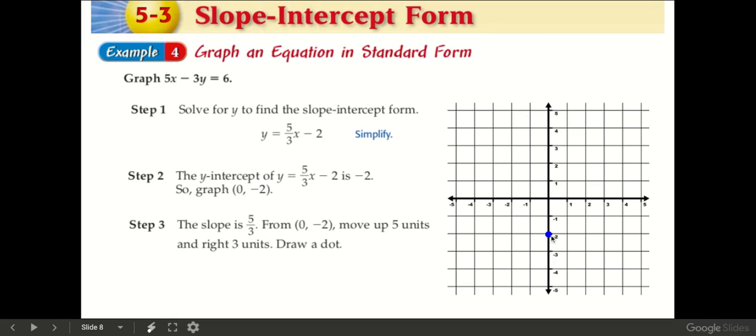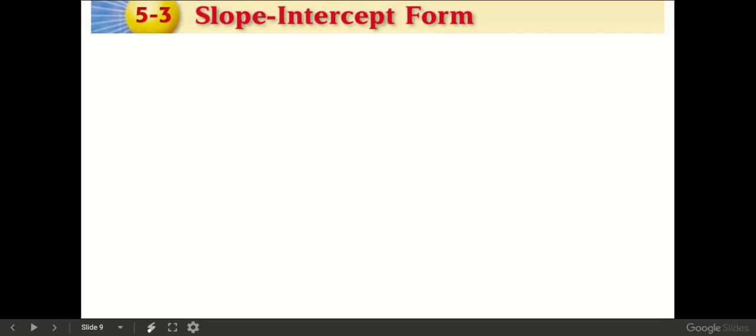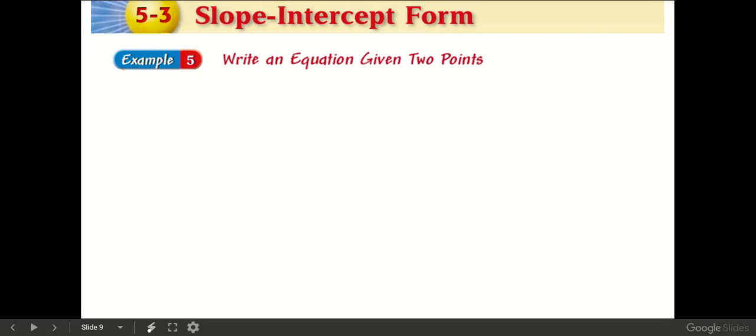Well, I know my slope is 5/3. So that means I'm going to go up 5: 1, 2, 3, 4, 5. And then I'm going to go over 3: 1, 2, 3. And that would be my next point. So now that I have my 2 points, I can go ahead and draw my line, and it would look like that.